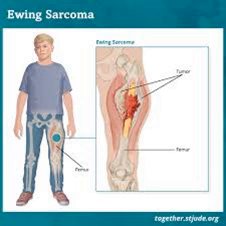Treatment for Ewing sarcoma usually involves a combination of therapies, depending on the location, size of the tumor, and whether it has spread. These treatments are coordinated by a multidisciplinary team of oncologists, surgeons, and other specialists.